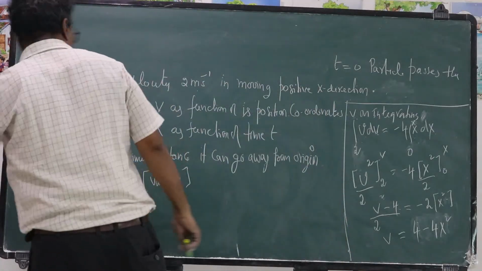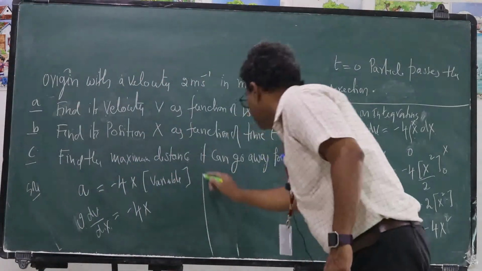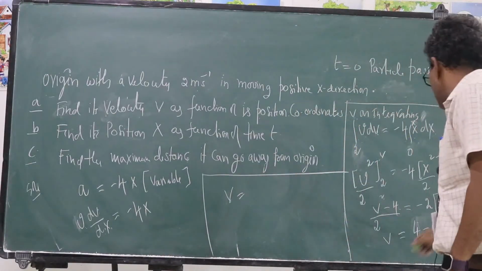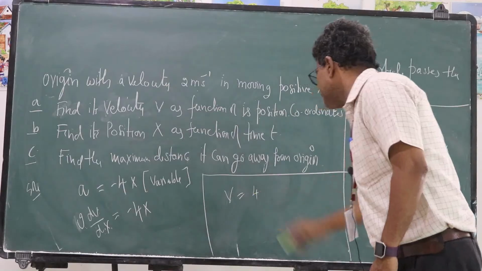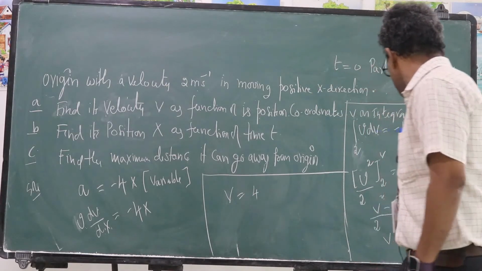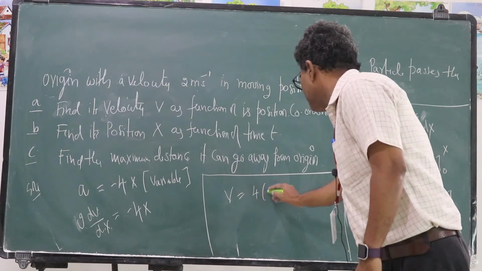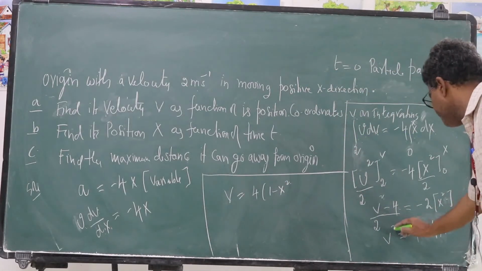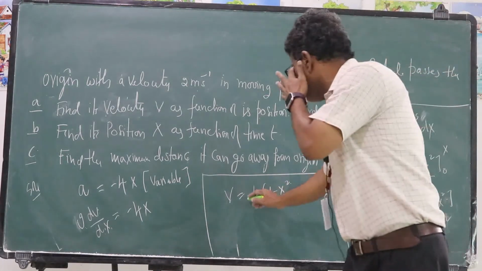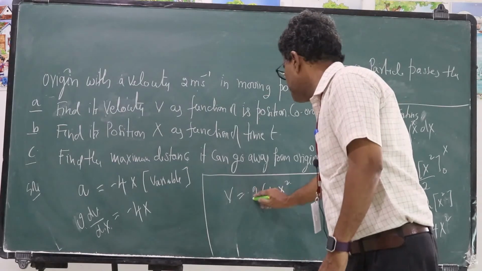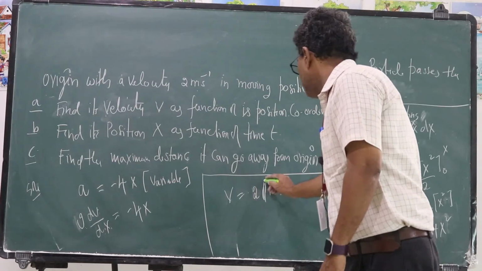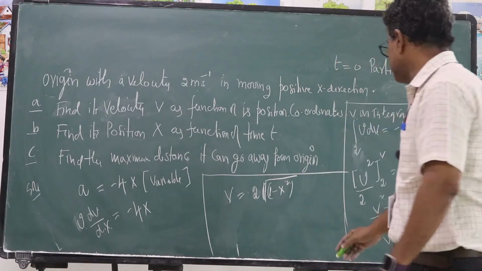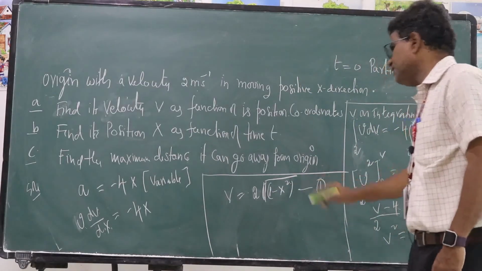So we got v squared equals 4, you take it as common, you get 1 minus x square. This is v square. I want v, under root. So 2 into under root 1 minus x square. So I got velocity, you call it as equation 1.